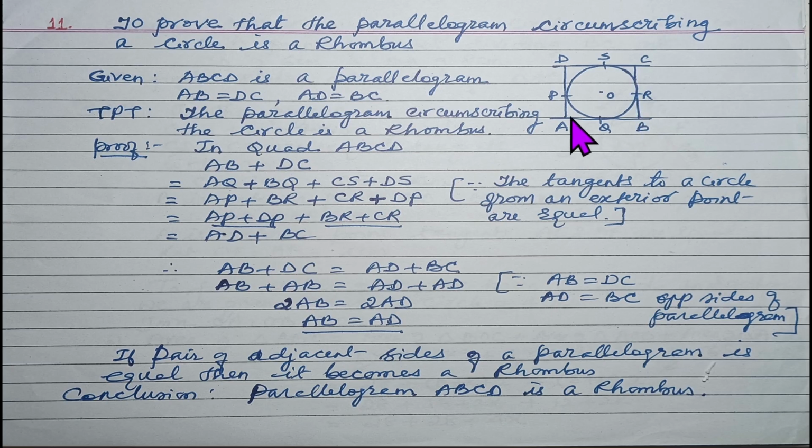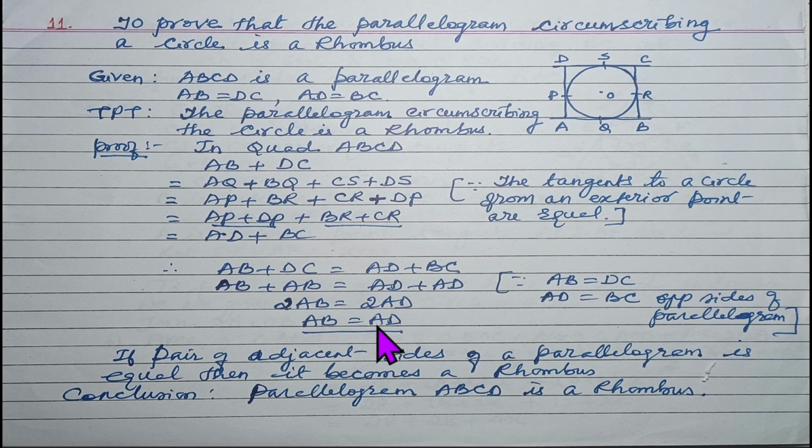AB and DC are equal, and so also AB plus DC is equal to AD plus BC, I have shown. Now AB and AB are equal. See, DC is equal to AB because they are opposite sides of a parallelogram. Therefore I can replace DC by AB, and so also AD plus BC are equal. Therefore I can replace BC by AD. That means 2 times AB is equal to 2 times AD, or 2AB is equal to 2AD.